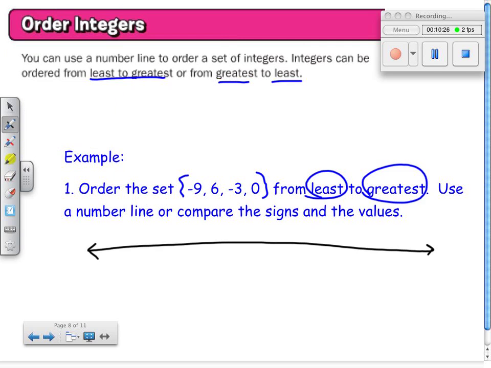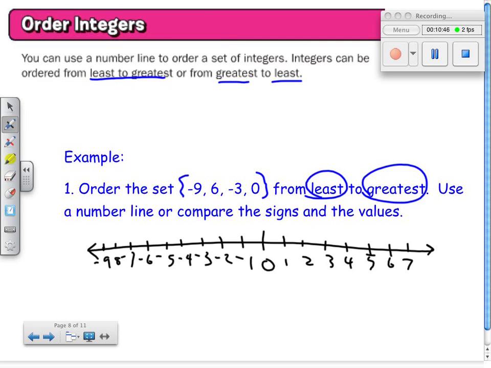Okay, so let's try this again. So here's 0, negative 1, negative 2, negative 3, negative 4, negative 5, negative 6, negative 7, negative 8, negative 9, and 1, 2, 3, 4. Okay, so we have 0 as one of our numbers, we have negative 3 as one of our numbers, we have 6 as one of our numbers, and we have negative 9 as one of our numbers.